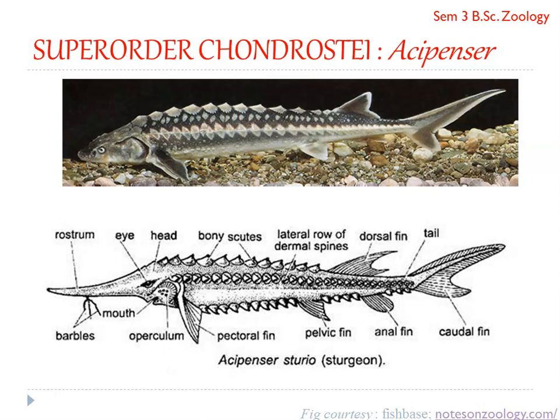Now, some sturgeons are found in fresh water, but most live in the sea, but come to rivers for breeding.